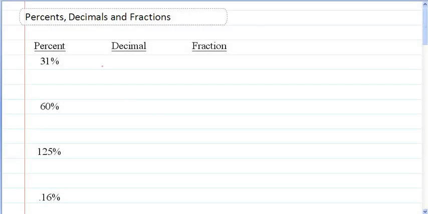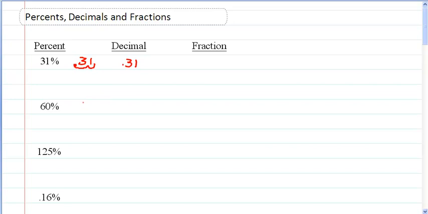In this lesson, you will learn how to convert between percents, decimals, and fractions. Starting with percents and then converting to decimals, I want to take 31% and write it as 31, and then the point would follow the 1. Always move your decimal point over 2 places when you're converting it to a decimal. You want to move it over 2 places to the left, so that as a decimal, 31% is 0.31.